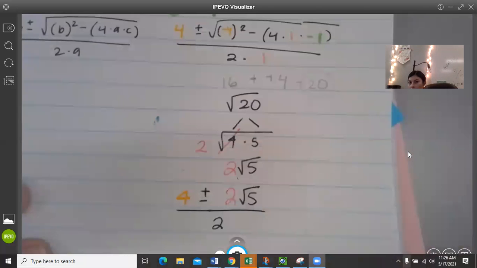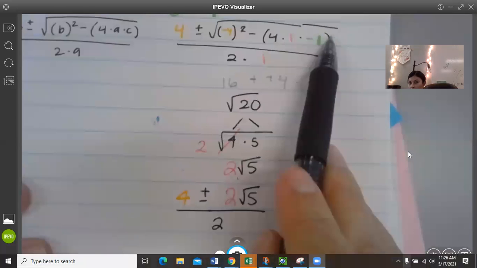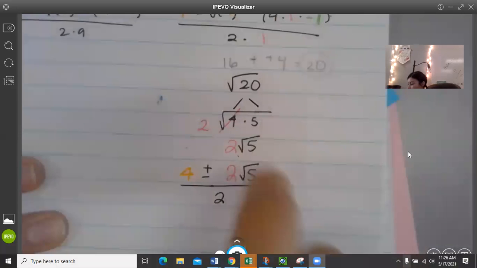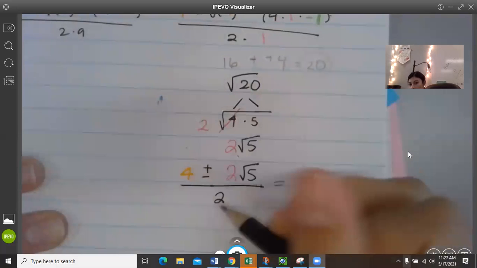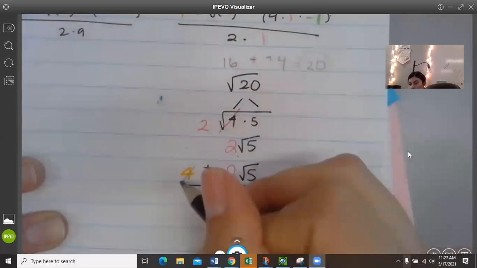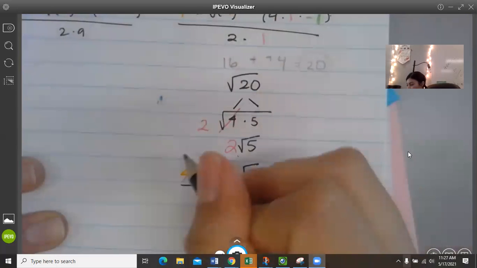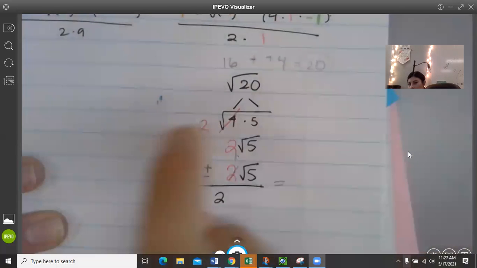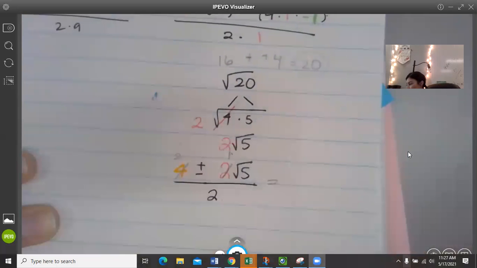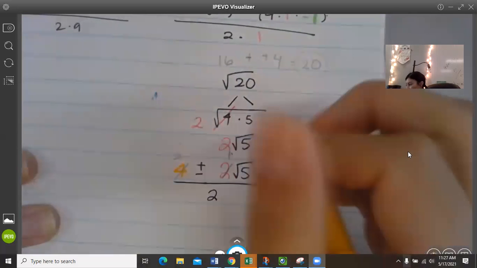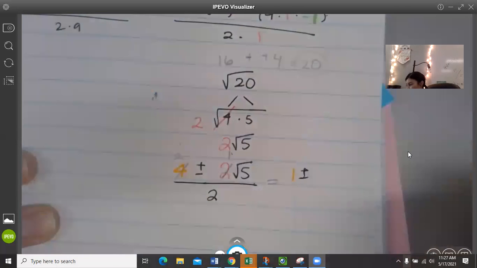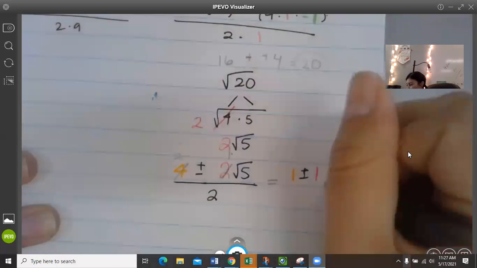Okay, so all of this is equal to 20, and then I simplified it to 2 square root of 5. So now I can divide everything by 2, since it's being divided by 2. I can divide the 4 by 2, and I can divide this by 2, and I get 1. So my final answer, okay, this is before you simplify. When you simplify, your answer is going to be 1 plus or minus the square root of 5. I'm going to put the 1 just so everyone's clear.